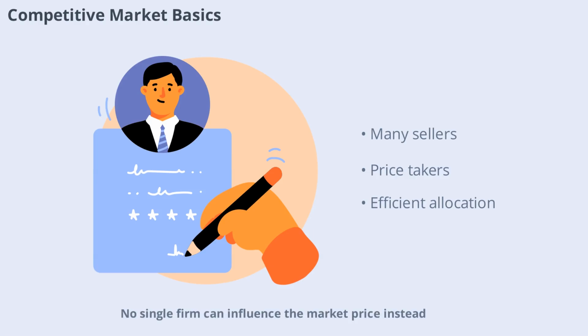In contrast, a competitive market features many sellers offering similar products. No single firm can influence the market price. Instead, prices are determined by supply and demand. Firms in competitive markets are price takers, meaning they accept the market price as given. This structure leads to efficient resource allocation, as firms produce at the lowest possible cost and consumers pay prices that reflect the true value of goods.